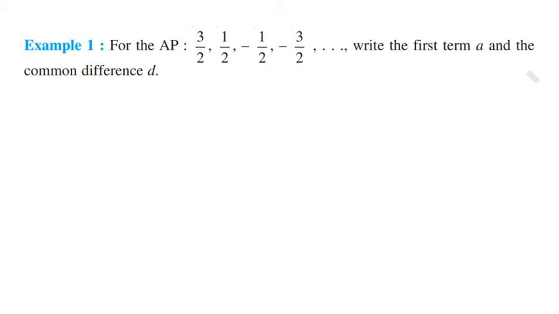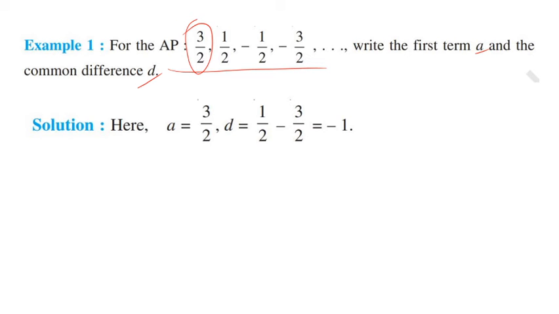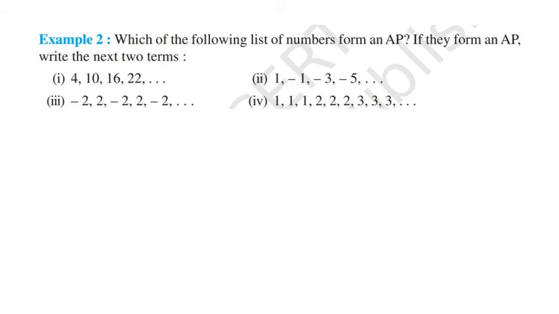Now let us look at an example. Here we have one AP and we have to find out the first term and the common difference. Very simple students, what is the first term? 3 by 2 is the first term, and the common difference will be 1 by 2 minus 3 by 2, that is minus 1, is the common difference.